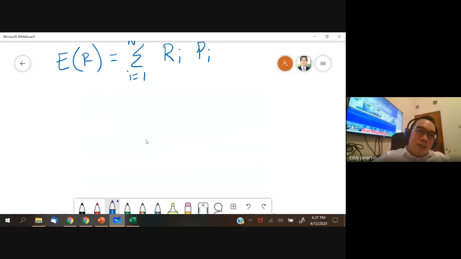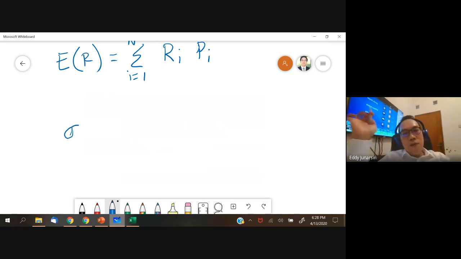Okay, so the second component is risk, right? So in economics, as inspired by mathematical statistics, we always use standard deviation as a measure of risk. And of course, before we get the standard deviation, we get the variance, right? The variance, again, is the standard deviation squared. So the square root of variance is the standard deviation, which is the proxy for risk, right? The common proxy for risk.